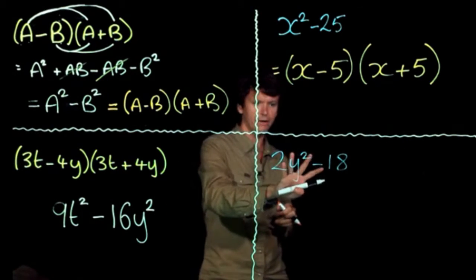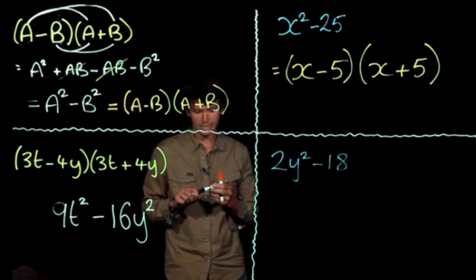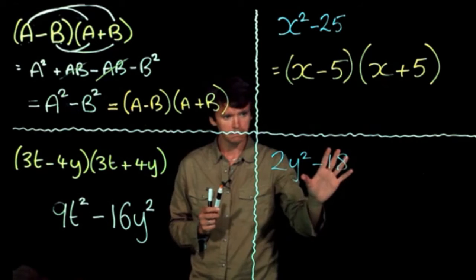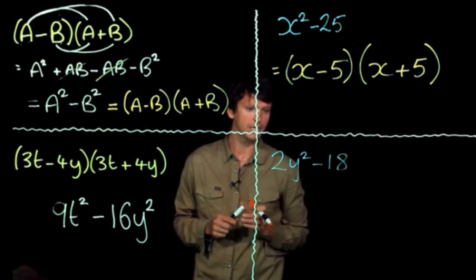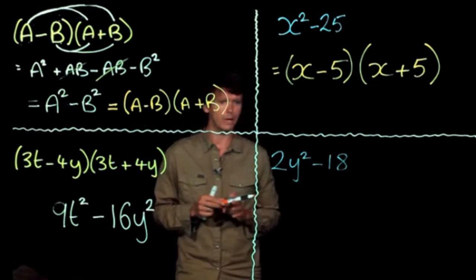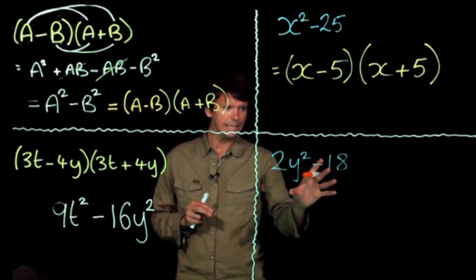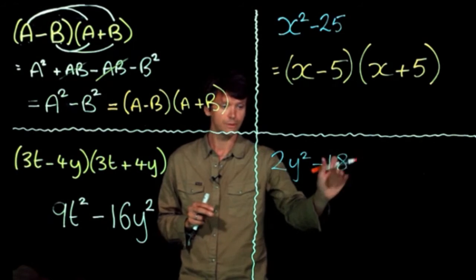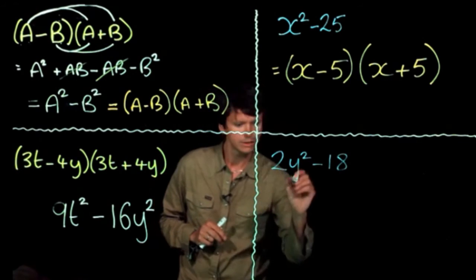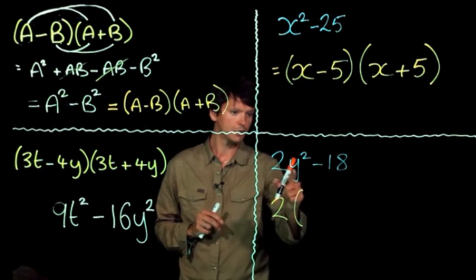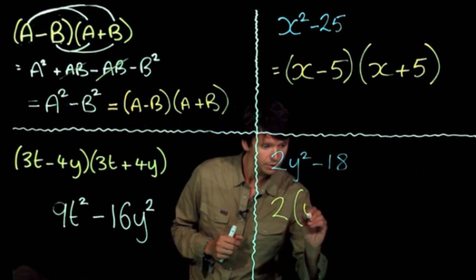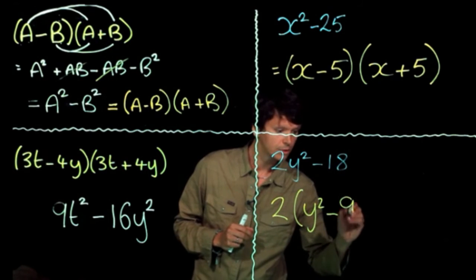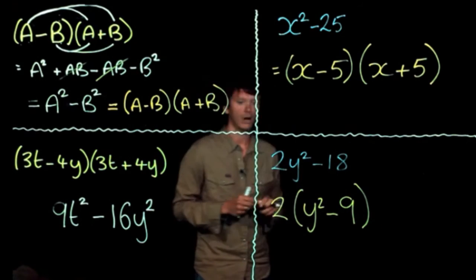I've got a final example down here. Can we use the difference of two squares here? Do we have two square numbers and we're subtracting one from the other? We don't. We have 2y squared minus 18. Neither of those look like nice, neat square numbers to me. But notice we do have a common factor of 2. So let's take that common factor out first. 2 goes into 2y squared y squared times, and 2 goes into the 18 9 times. So 2 bracket y squared minus 9.